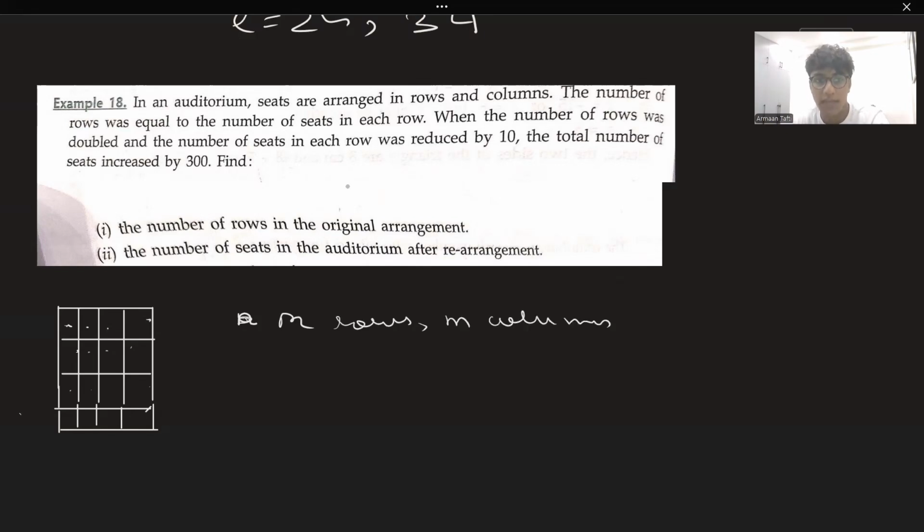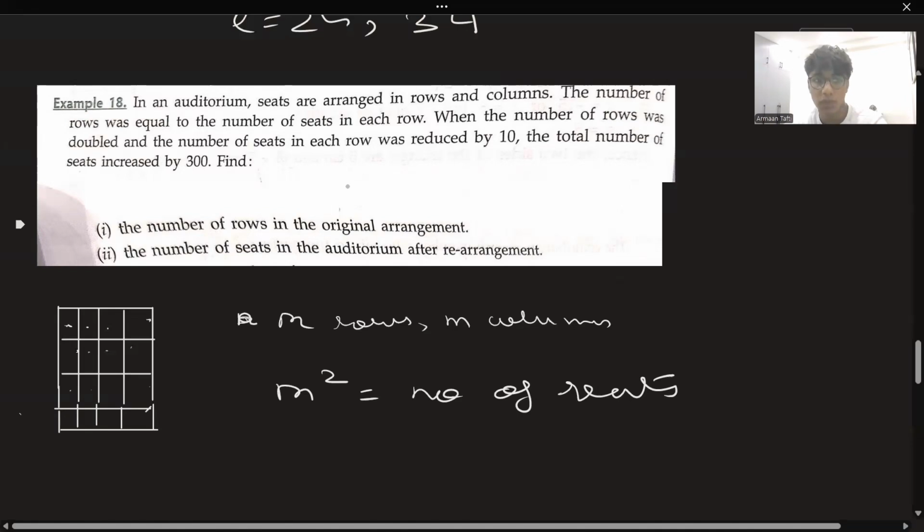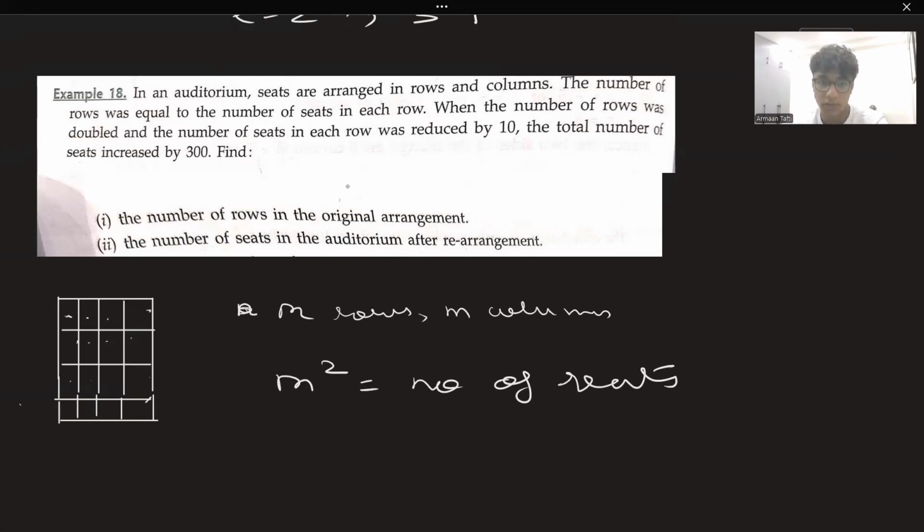Okay. Then they've said when the number of rows is doubled and the number of seats in each row is reduced by 10. So right now the number of seats is m square, right? M into m. And remember, the number of seats will always remain m square no matter how you change the dimensions, right? So when the number of rows was doubled, right now the number of rows was m, so let's say it now becomes 2m.